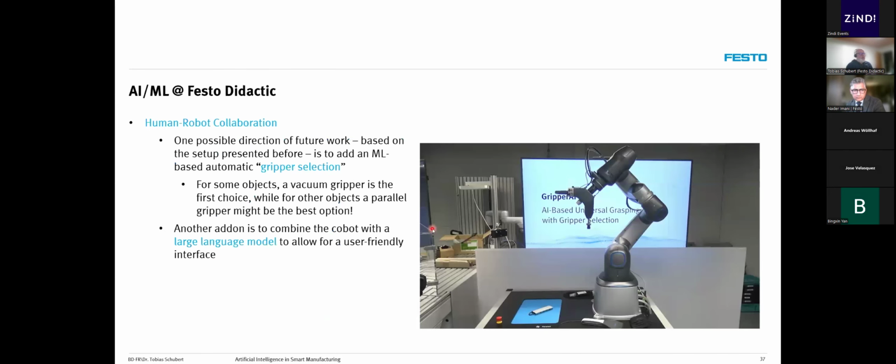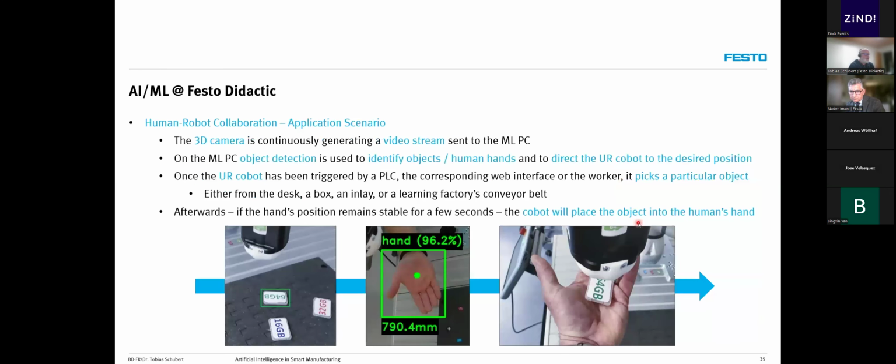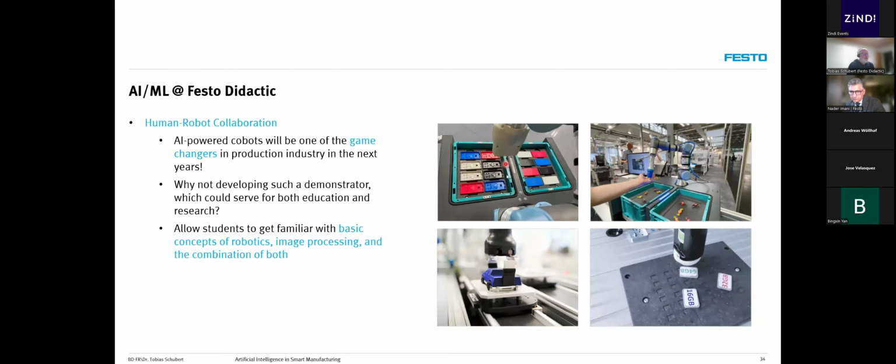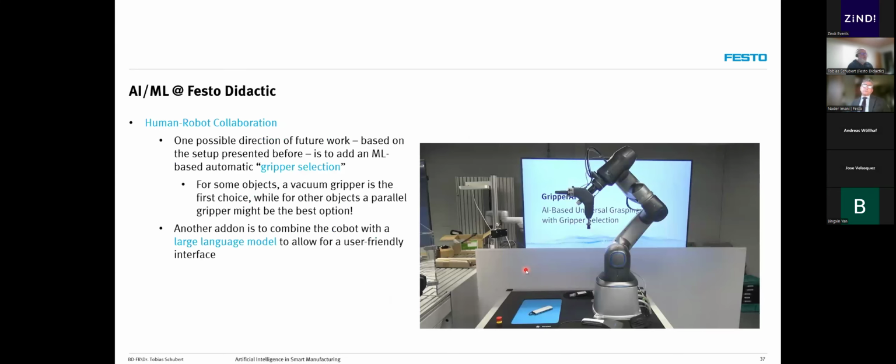Of course, you can think about a lot of additional future work, and that's an example, Gripper AI from research at Festo, which is already used in industry. So here the idea is, maybe let's go back to this one. So typically what we have is a vacuum gripper, or we have a parallel gripper. But sometimes you need a vacuum gripper for one part, but a parallel gripper for the next part. You don't want to unmount the parallel gripper and manually mount the vacuum gripper. So it would be a good idea to have different tools or grippers at the robot and just to select which one is the best for a particular use case.